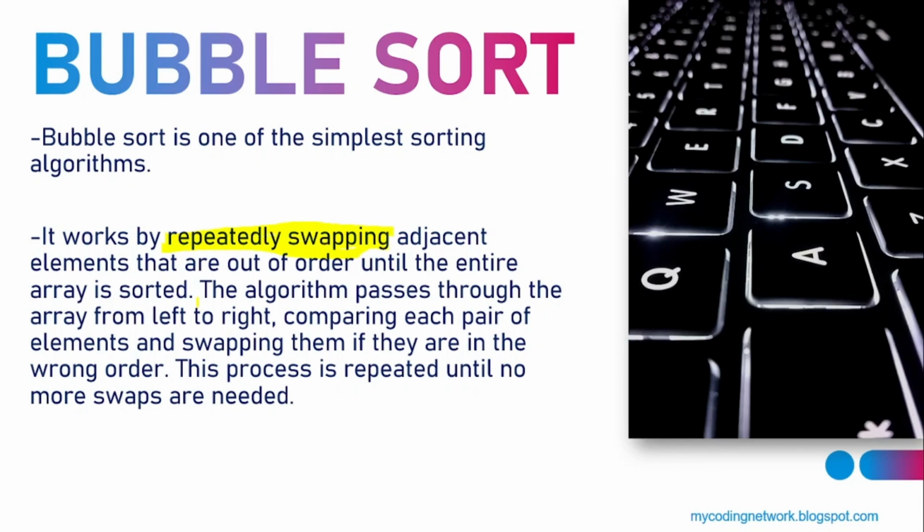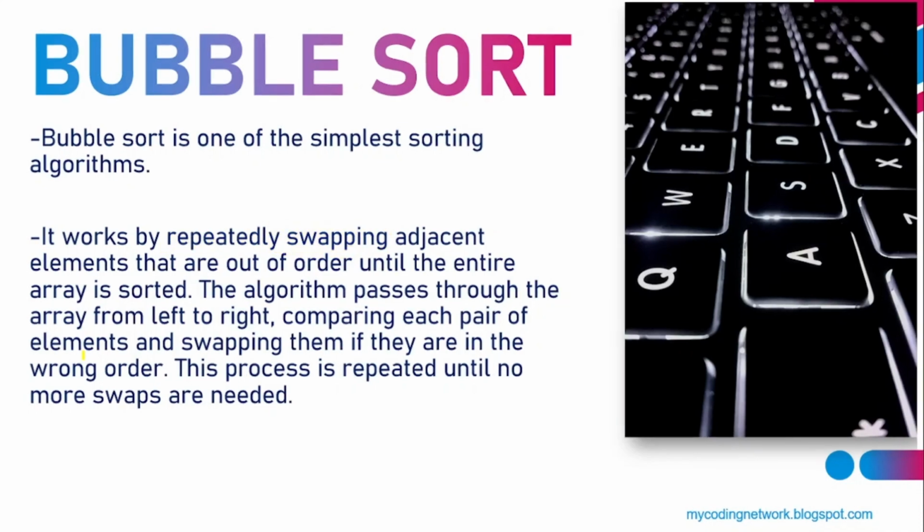Next, it's mentioned that the algorithm passes through the array from left to right, comparing each pair of elements and swapping them if they are in the wrong order. I'll show you a clear picture of it in the upcoming slides, but first let's discuss its time complexity.